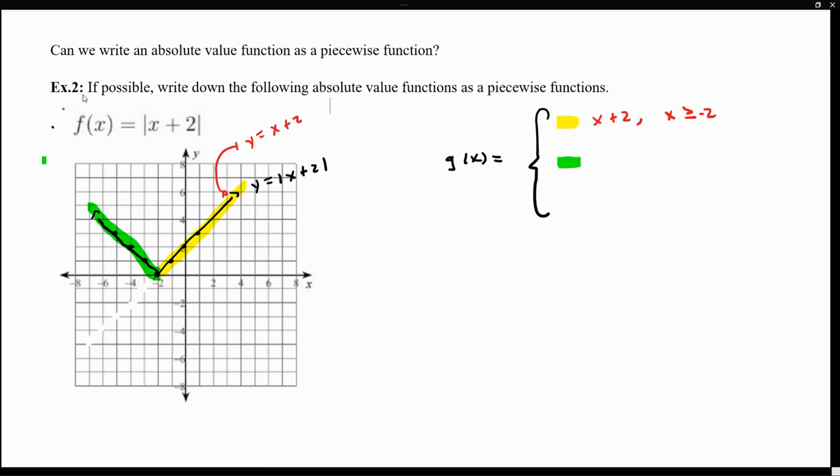So let me just extend this. One down, one to the right, one down, one to the right, one down, one to the right. So let me just extend that. And now we can see that this section in green is a straight line with a slope of -1 and a y-intercept at -2. So therefore, we can describe this as just y equals -x minus 2.